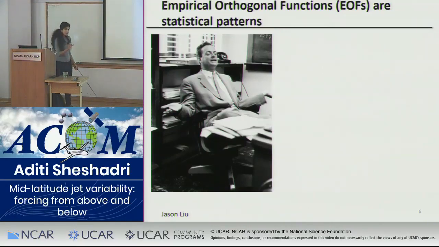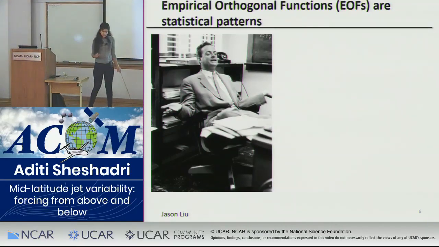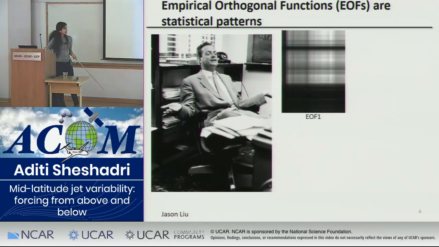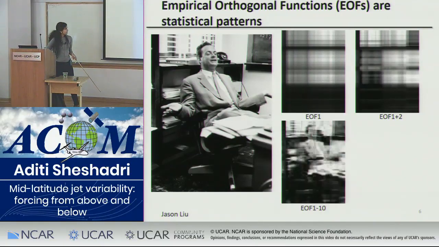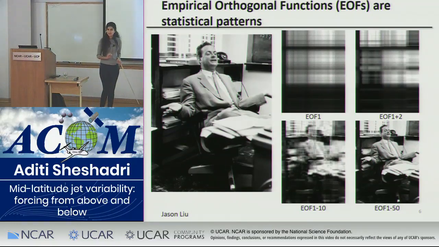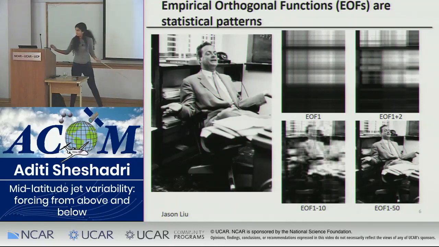Just in case you're not familiar with EOFs, you can get EOFs of anything. You can take this picture, line up a matrix of zeros and ones based on the black and white pixels in this picture. This is Feynman sitting at a desk, of course. Here is the first EOF, the first 2 EOFs, the first 10 EOFs, and the first 50 EOFs. Just to make the point that you can take an EOF of anything, and it isn't telling you anything inherent or dynamical about the system, you can do this with any matrix you like.